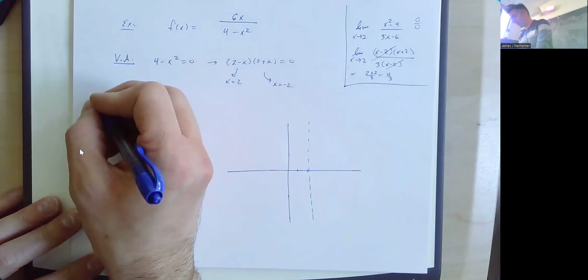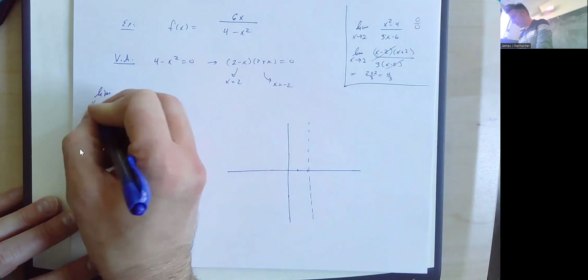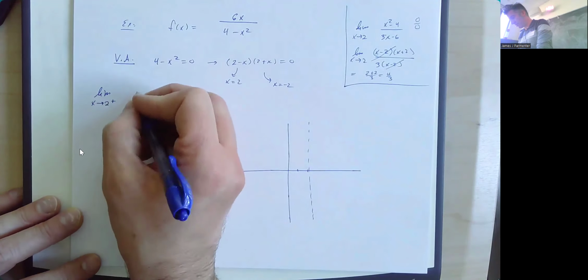I don't know which way is going up. So let's actually look. Let's look at the limit as x approaches 2 from the right.